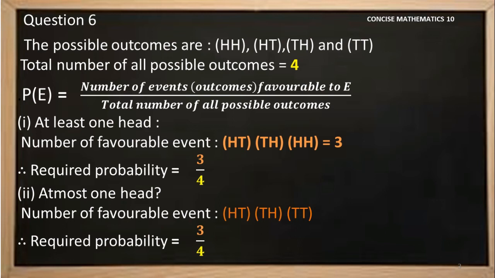In the first sub question, it is head comma tail where we have one head, tail comma head where we have one head, and head comma head there are two heads. Hence the required probability is equal to 3 by 4. And the second question, at most one head: head comma tail, there is one head, tail comma head, there is one head, tail comma tail, there is 0. At most means maximum 1, it may have 0, the minimum is 0. Hence the required probability is 3 by 4.